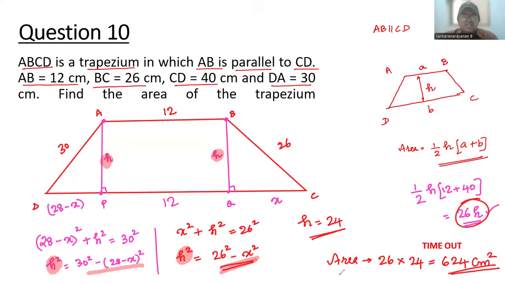So the approach is, when the sides are given, just convert everything, transpose this 12 down, take this as X, this will come as 28 minus X, equate it in terms of H square, get the value for X, get the value for H, and then apply that 1 by 2 H times A plus B. This much you have to do. And of course, this question will take slightly a little extra time, but still it's worth doing.